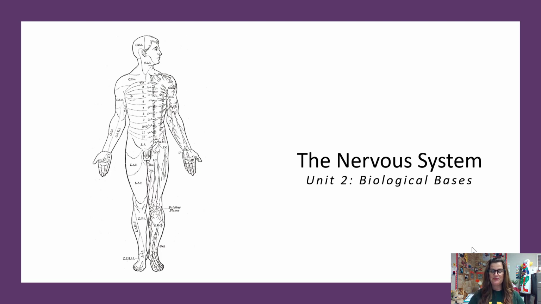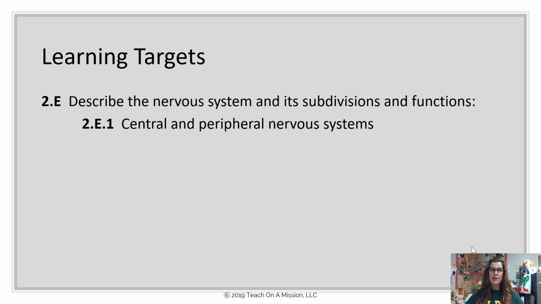Where does it go? Today, the learning targets from the College Board say you need to be able to describe the nervous system and all of its subdivisions and functions. That includes the central and peripheral nervous systems. You've got a great graphic organizer. Hopefully that will help keep all of these systems and subdivisions organized in an easy way for you.